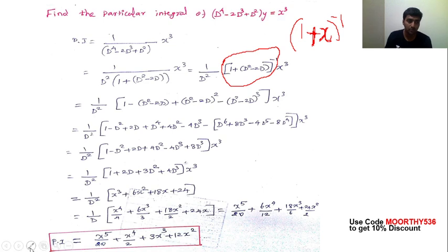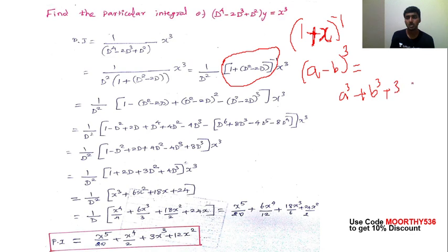Next, (a - b) the whole cube. We know the formula for (a - b) the whole cube is a cube minus b cube minus 3 a square b plus 3 a b square. So this is the formula for the equation. Now as per the equation, we are expanding it.